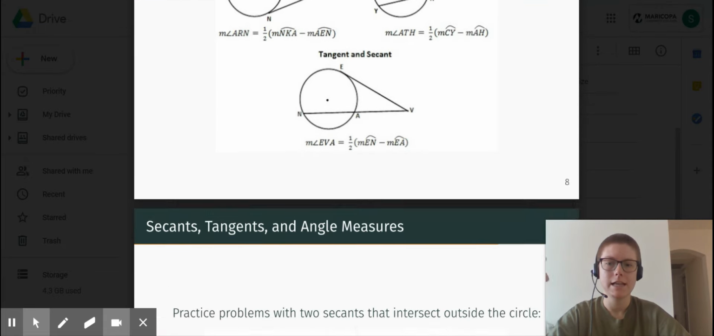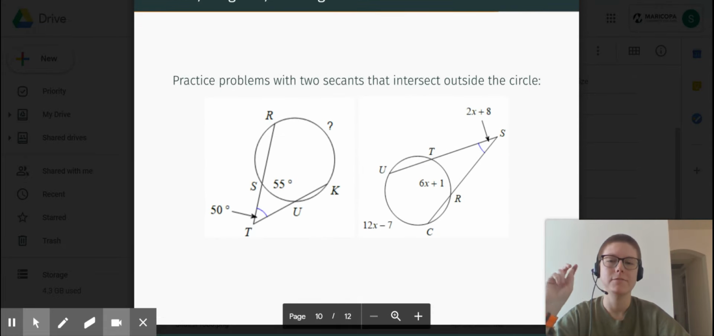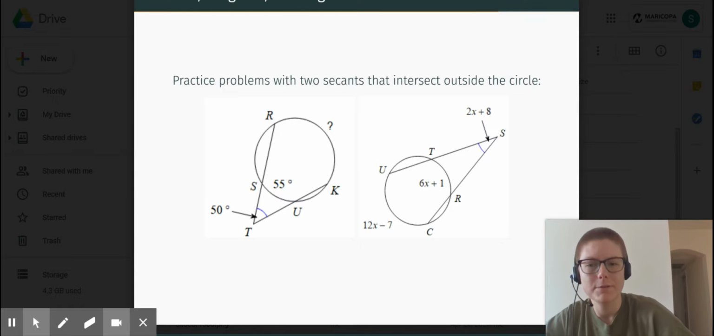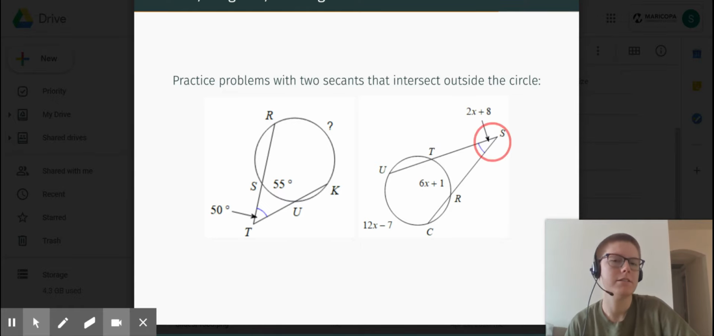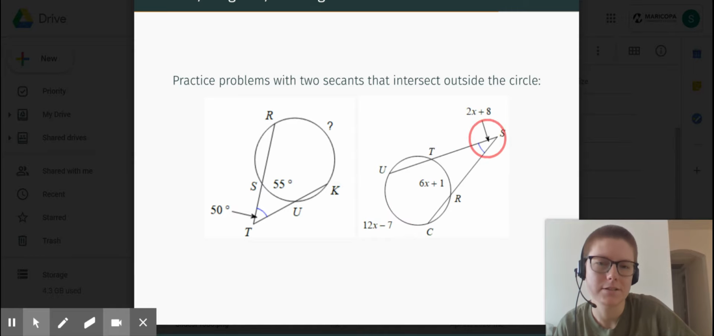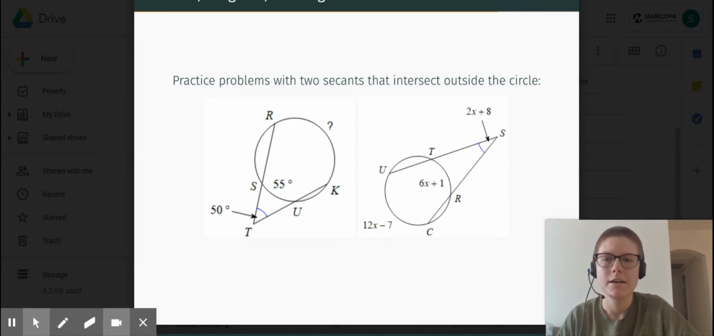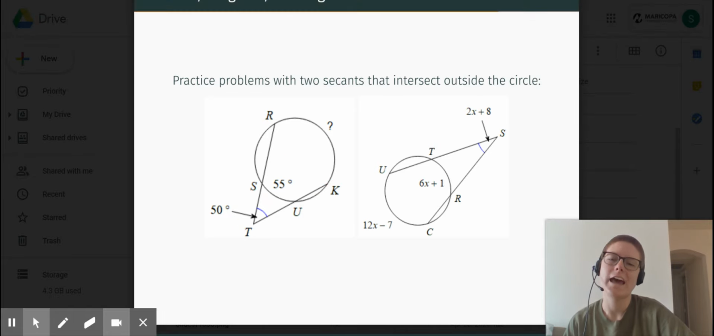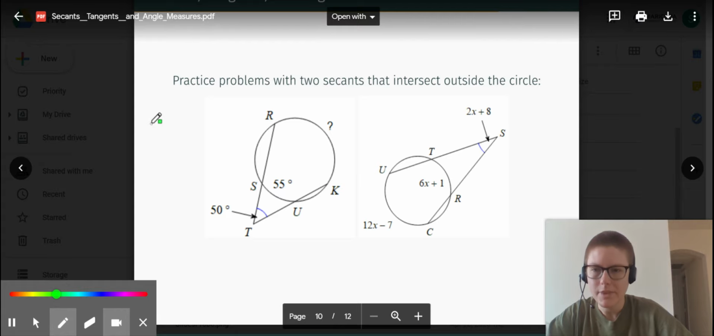Right, so next slide. Practice problems with two secants that intersect outside the circle. Once again, just numbers here, letters on this one, expressions with X. So we are looking for this arc, and we know that this angle is 1/2 the difference of these arc measures.